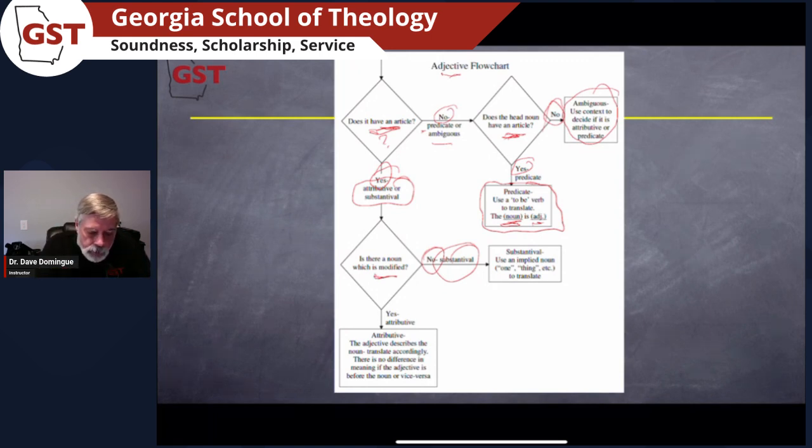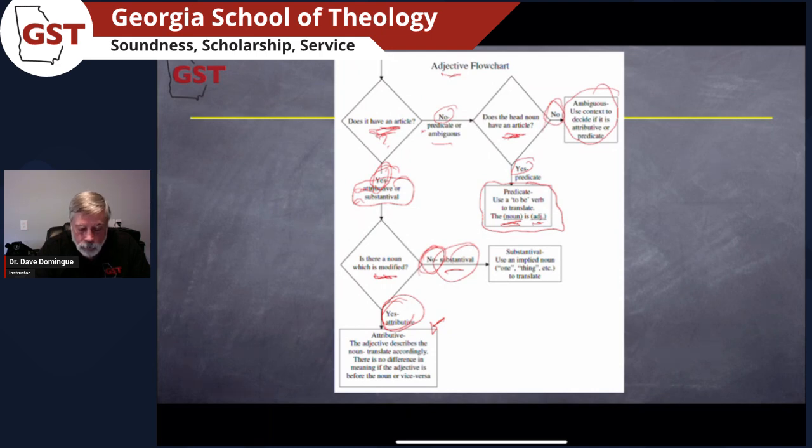So if the adjective has an article, yes, it can be attributive or substantival. If there is no noun for it to modify, then it's going to be functioning substantively. If there is a noun, then it's functioning attributively. Regardless of whether the noun has an article or not, that's inconsequential. But if there is an adjective with an article, then it's functioning attributively. It's giving us quality information, attributing something about the noun it's modifying.